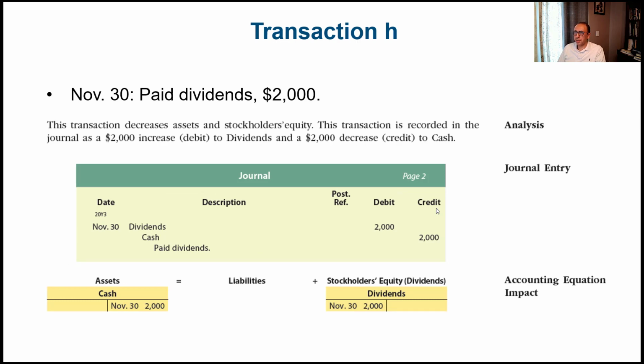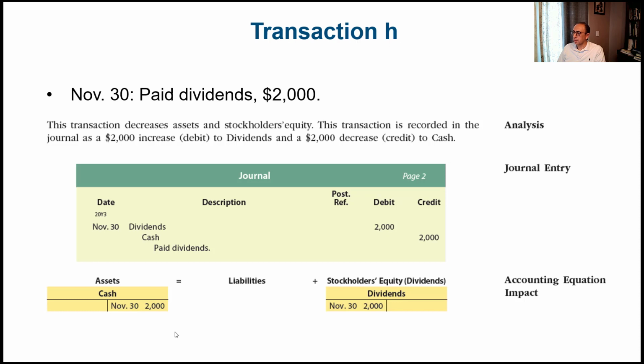Now let's see transaction H. This is where we paid dividends of $2,000. This transaction decreases assets and stockholders' equity. Okay, so this transaction is recorded in the journal as a $2,000 increase to dividends and $2,000 decrease or credit to cash. So remember, when we pay cash, what's going to happen to cash? Cash goes down, and it goes down on the credit side. So that's the cash T account here. It goes on the credit, $2,000.